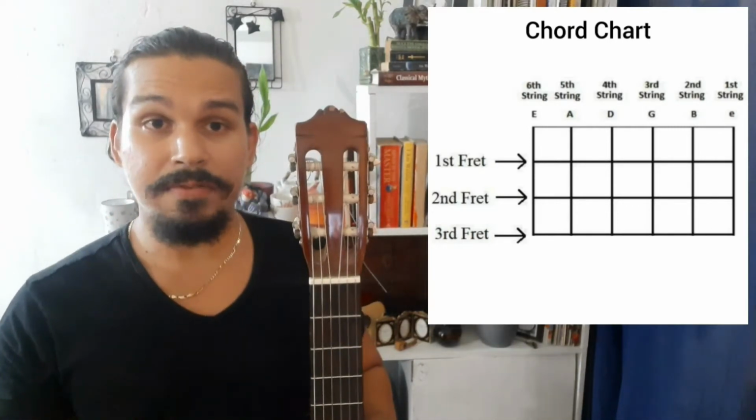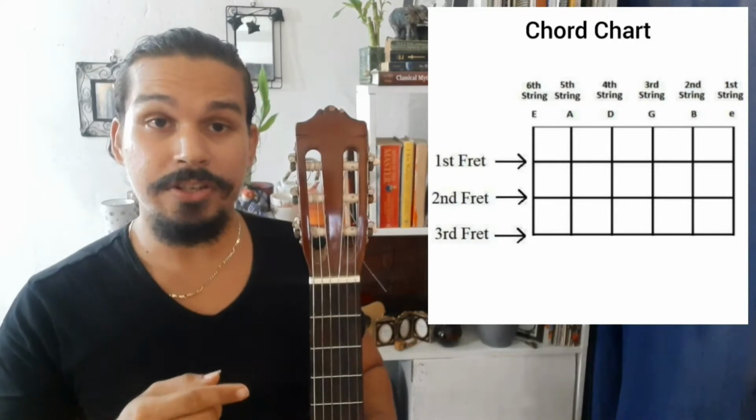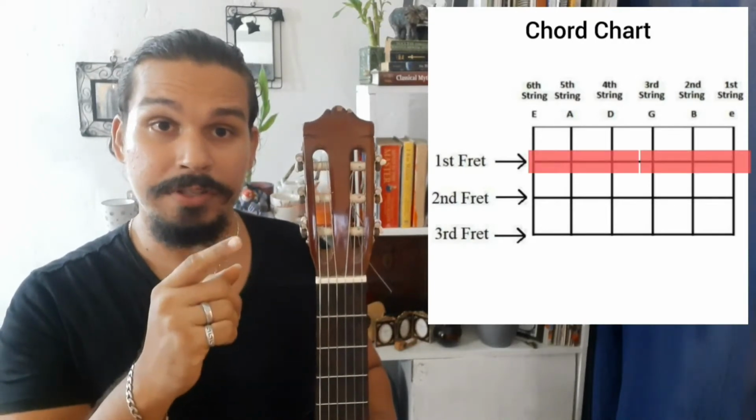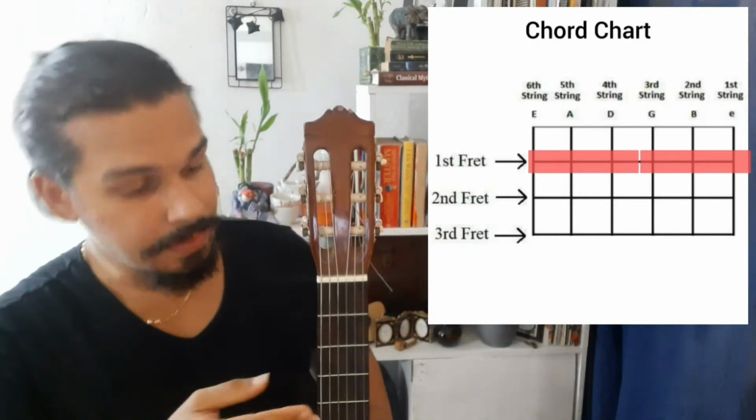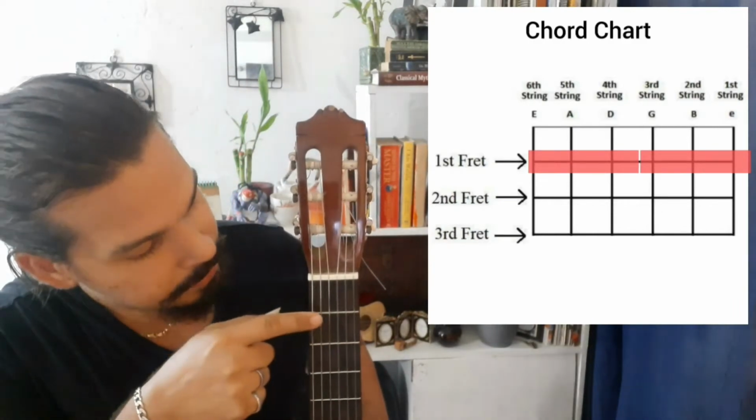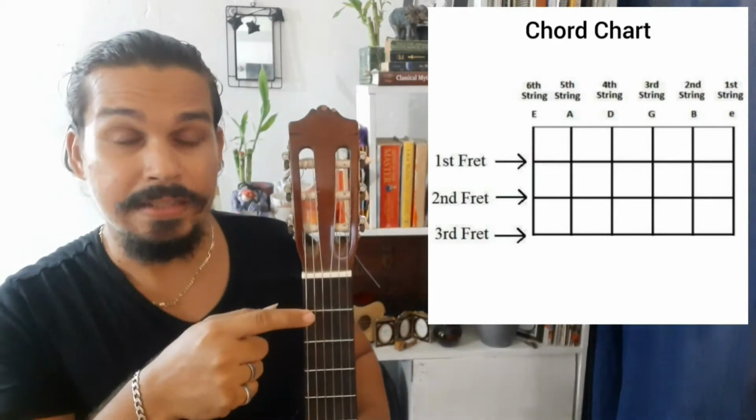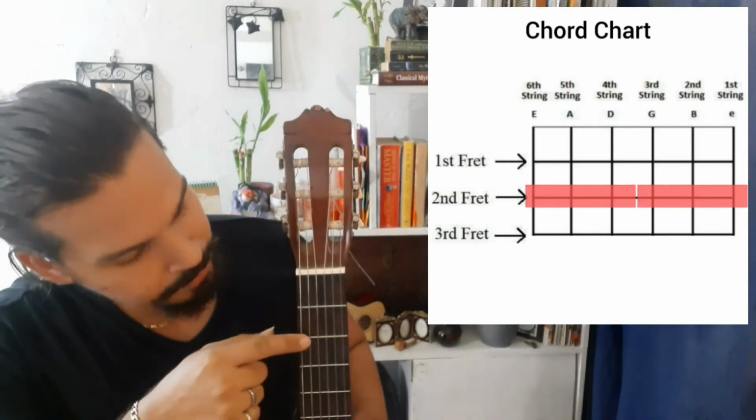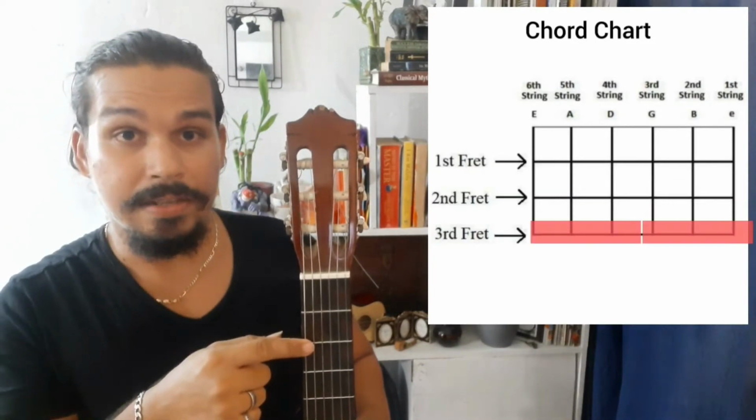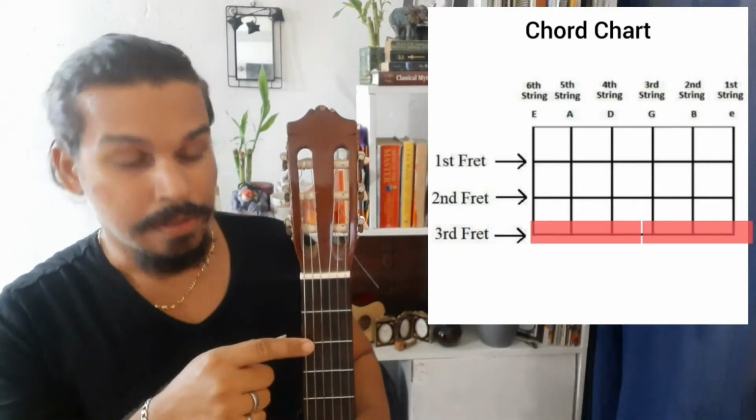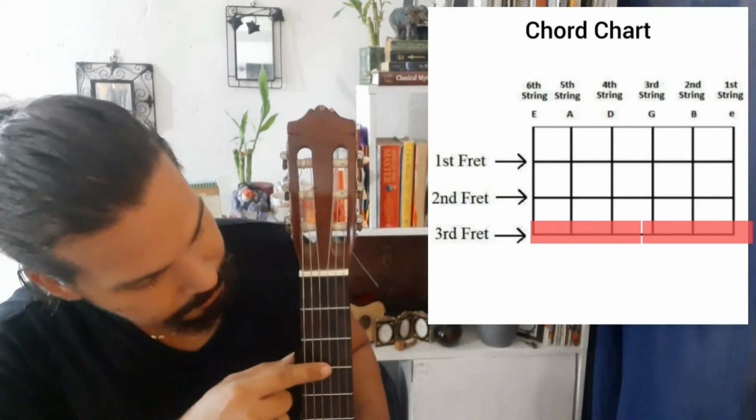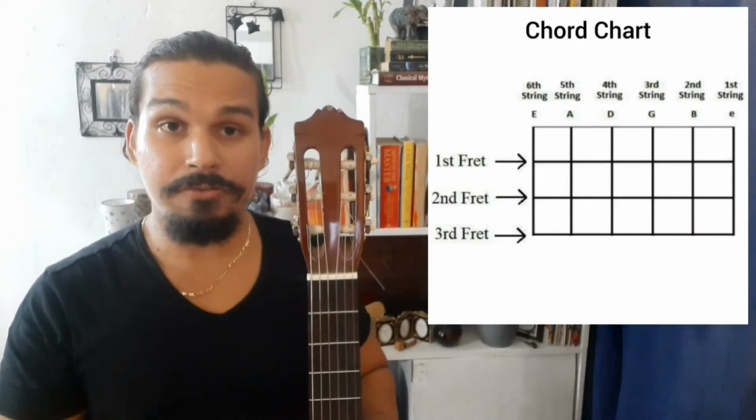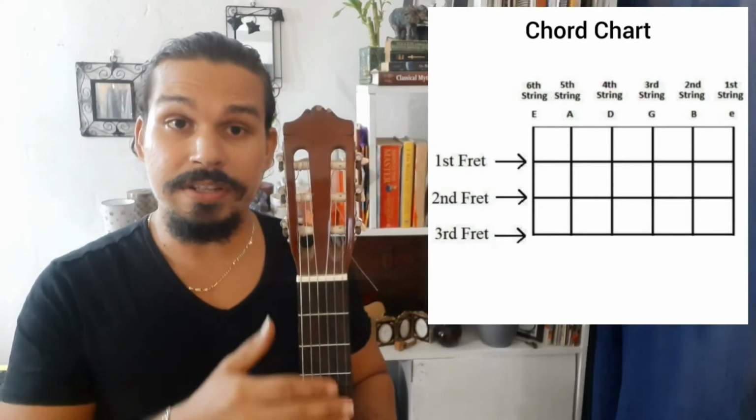So let's now identify the frets of the guitar in relationship to the chord chart. So the first line highlighted in red is the first fret of the guitar. Let's point to the first fret of the guitar. That's this fret. The next line highlighted in red is the second fret of the guitar. That is this fret. And the third line highlighted in red is the third fret of the guitar. That is this fret. So the lines that run horizontal represent the frets of the guitar, and the lines that run vertical represent the strings of the guitar.